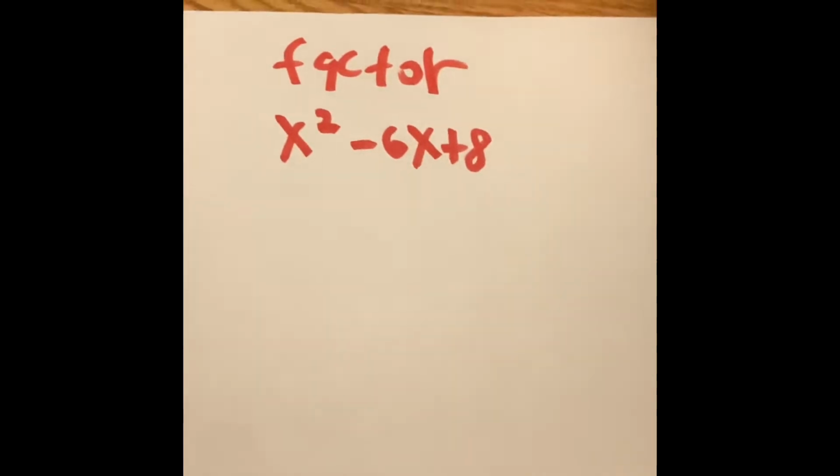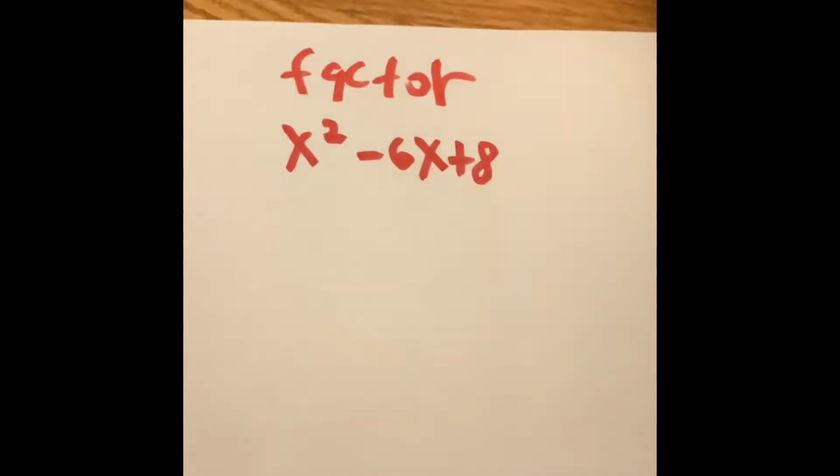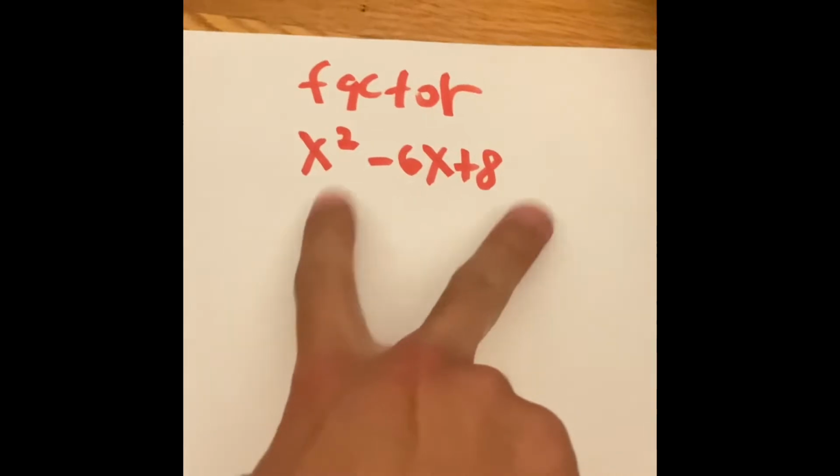So when we factor x squared minus 6x plus 8, we will get two numbers that will make this equation true.